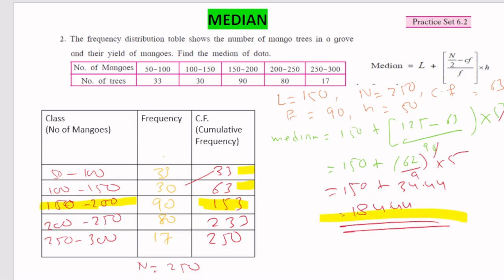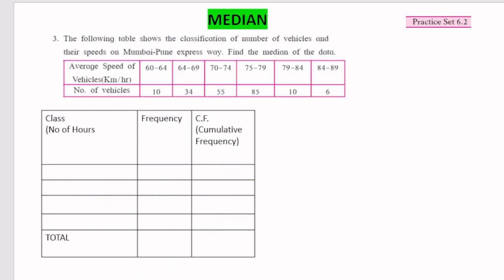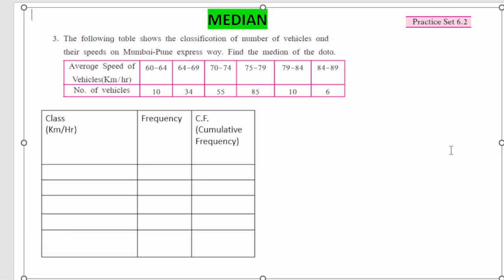Damn easy, right? So follow these particular steps and logic, and you will definitely get free marks in your board exam. Okay, next move to question number 3 quickly. Question number 3 says the following table is given. What classification is given? Vehicle speed is given in kilometers per hour, and the number of vehicles is given. So you know what to do. Write the class, frequency, and calculate the cumulative frequency. Quickly pause the video and do that.